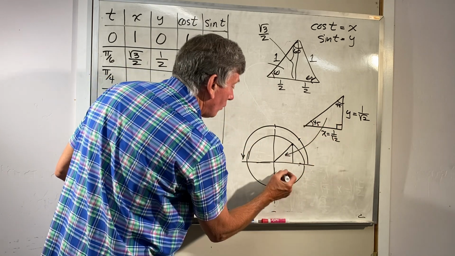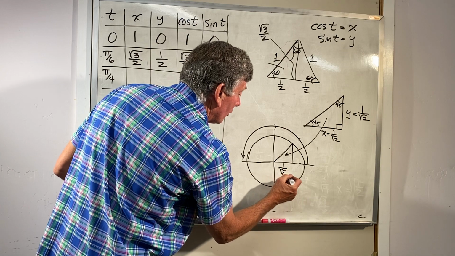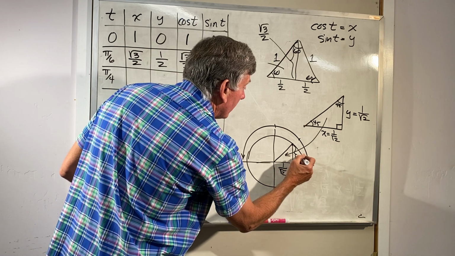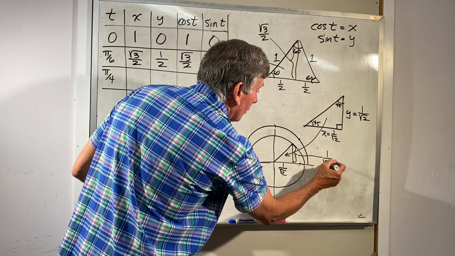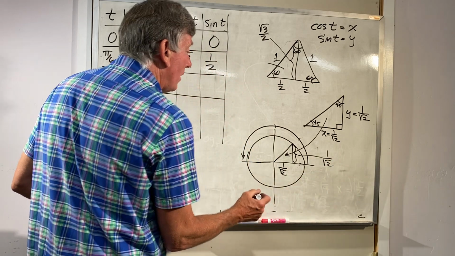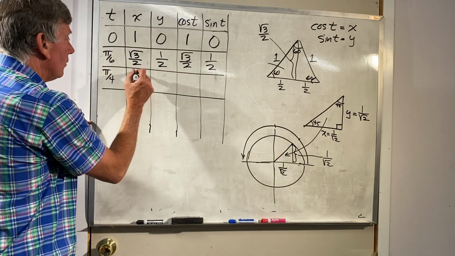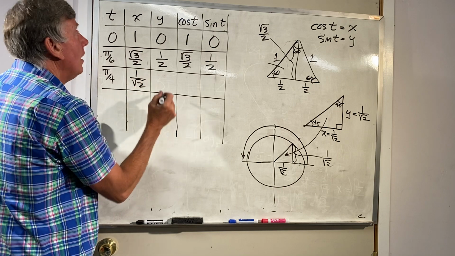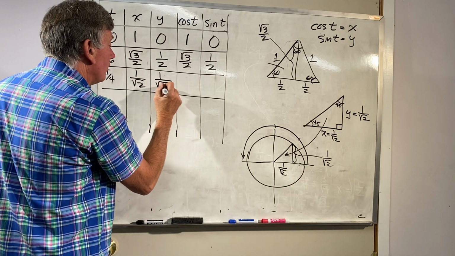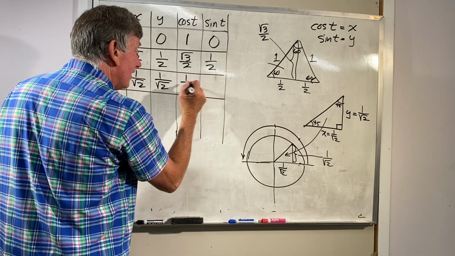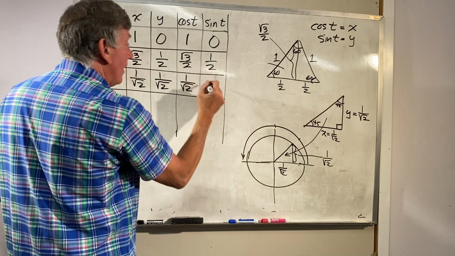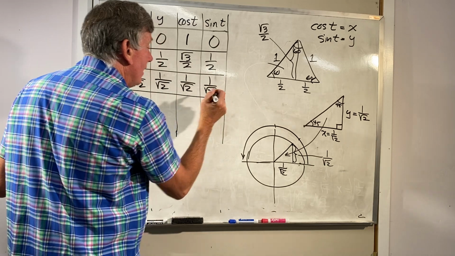That means my x-coordinate is 1 over the square root of 2. My y-coordinate is 1 over the square root of 2. So my x is 1 over the square root of 2. Y is 1 over the square root of 2. Cosine is the same as my x. Sine is the same as my y.